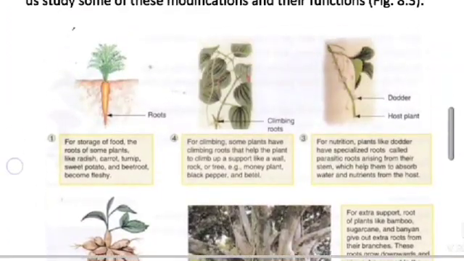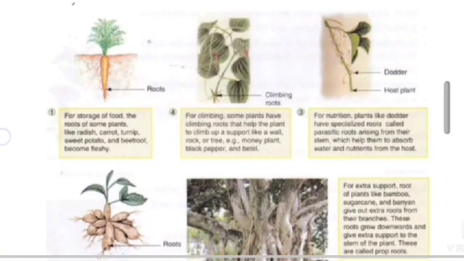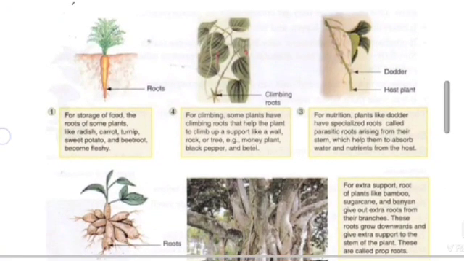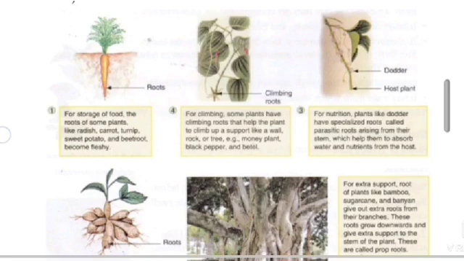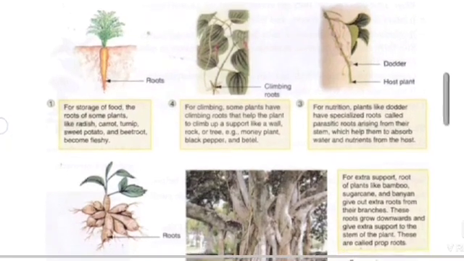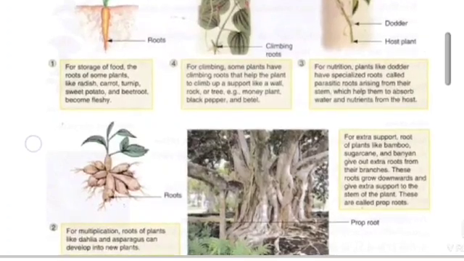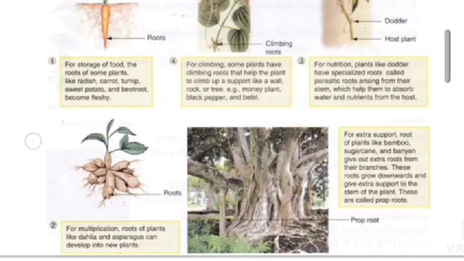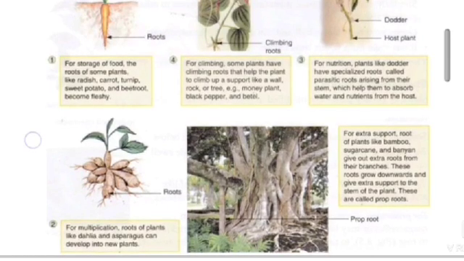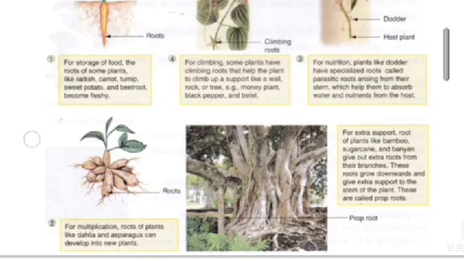For nutrition, plants like dodder have specialized roots called parasitic roots arising from their stem, which help them to absorb water and nutrients from the host. The fourth one, for climbing: some plants have climbing roots that help the plant to climb up a support like a wall, rock, or tree. Examples: money plant, black pepper, and piper betel.